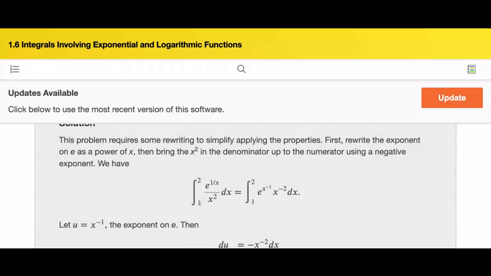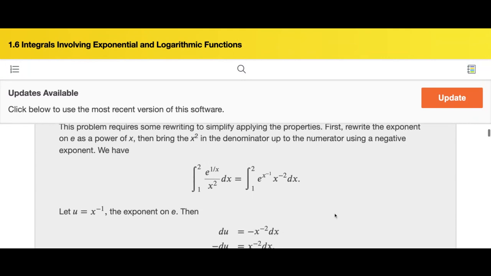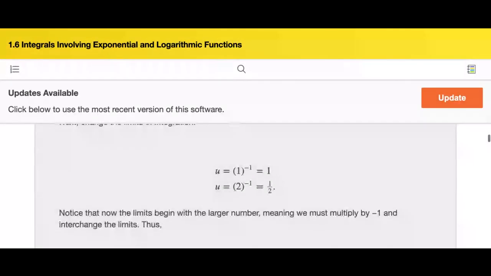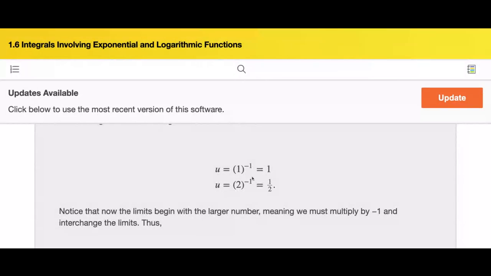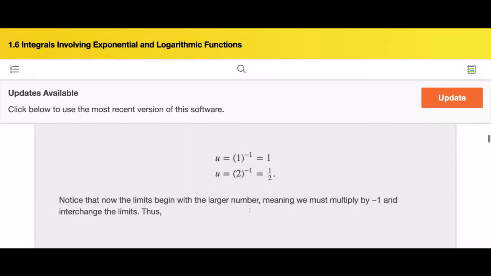And then we can evaluate, we can change the limits. So u of x equals 1: u equals 1 over 1, u is 1. When x equals 2, we have 1 over 2, we get a half. Right? So u of 1 is 1, u of 2 is a half.